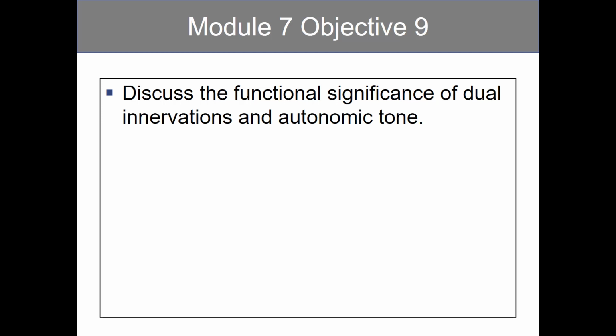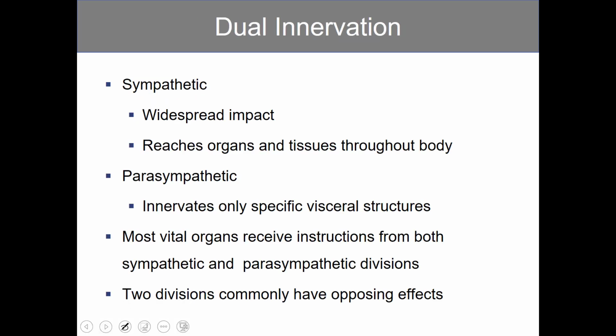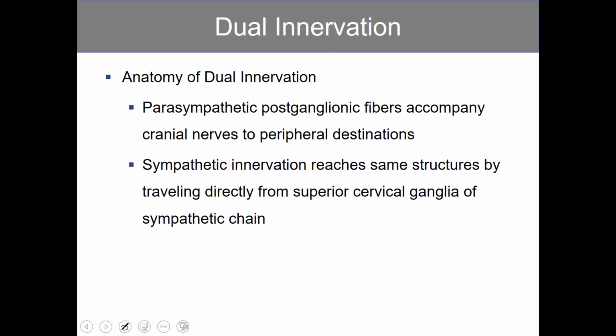Module 7, Objective 9, discussed the functional significance of dual innervations and autonomic tone. Sympathetic activation has a widespread impact, and they reach organs and tissues throughout the body. Parasympathetic, on the other hand, innervates only specific visceral structures. Visceral, again, you should think internal organs. Most of our vital organs receive instructions from both divisions, so both sympathetic and parasympathetic activation. And remember, these two divisions frequently have opposing effects.